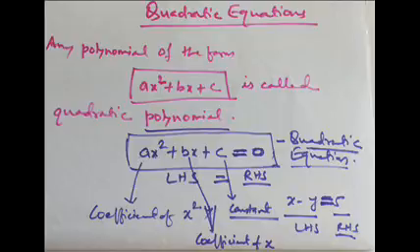A can be any integer. It may be a negative number, it may be a positive number, but it cannot be 0 if it is a quadratic equation. B can be any integer including 0. C also can be any integer including 0. So any expression we have to convert into the form ax square plus bx plus c is equal to 0, and then only we can identify whether it is a quadratic polynomial, quadratic equation or not. X minus y is equal to 5 is a linear equation in two variables, simple.